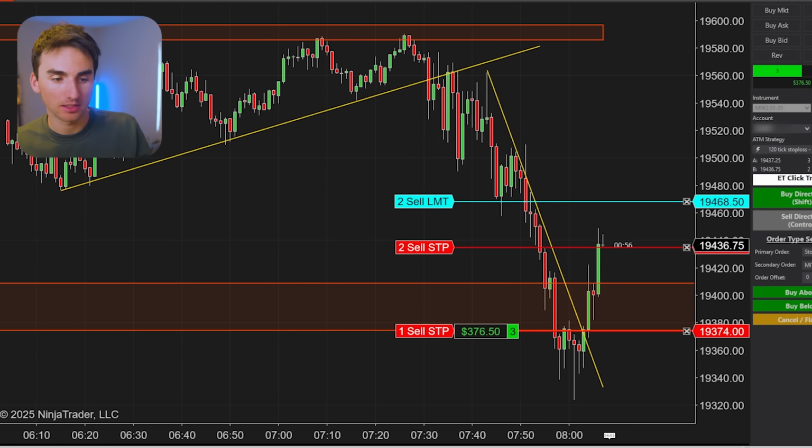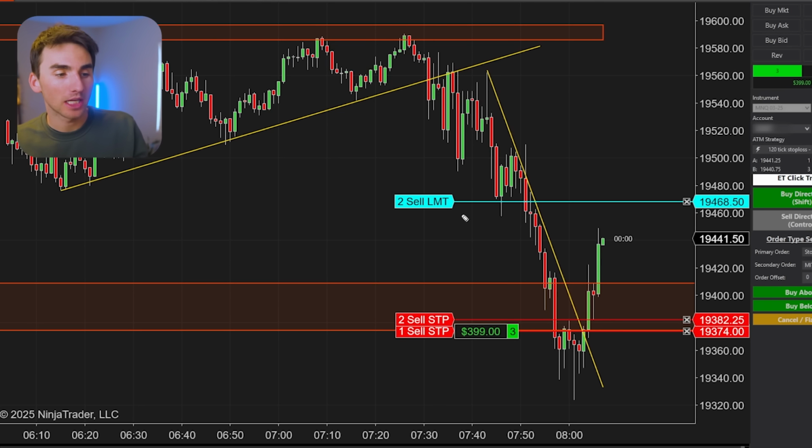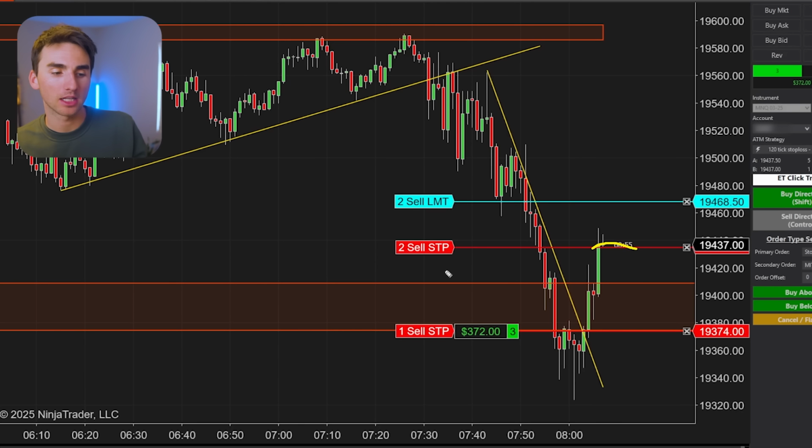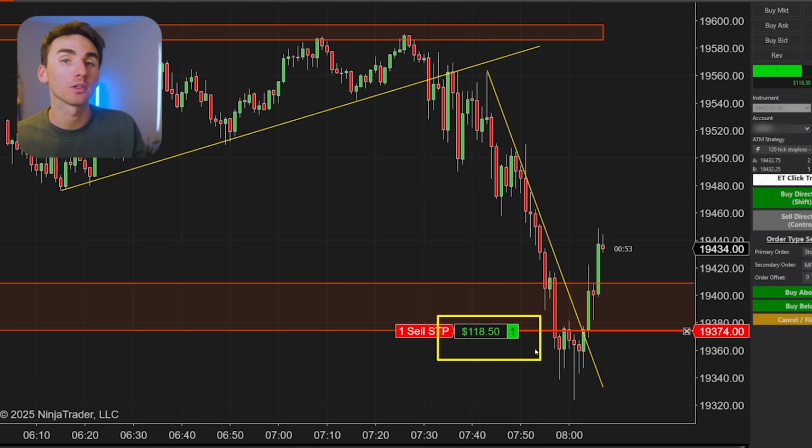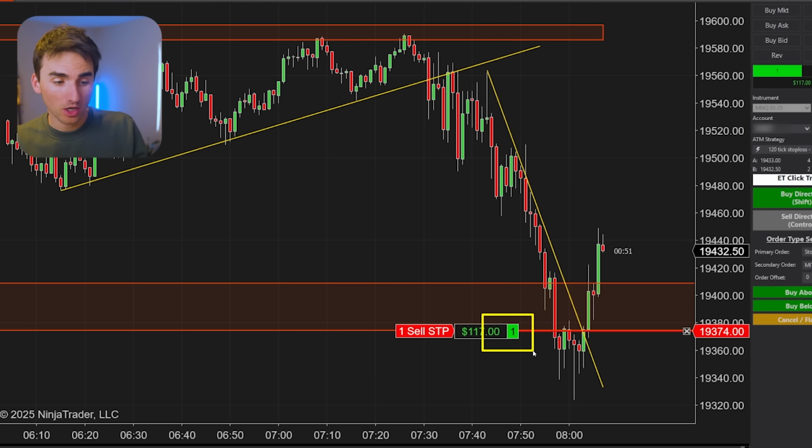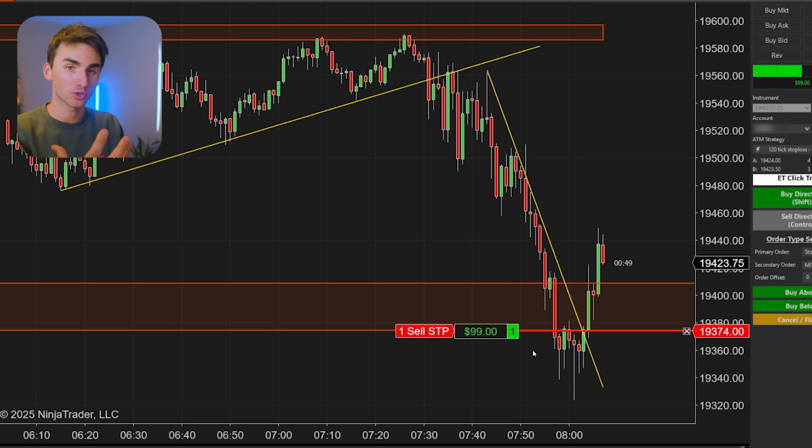And so here it essentially moved up, made another huge candlestick. I actually moved this up just in case it really spiked, but it started to slow down and I closed out. So I closed out $200 worth. And then I just had 1 contract left. So I had already captured $200.